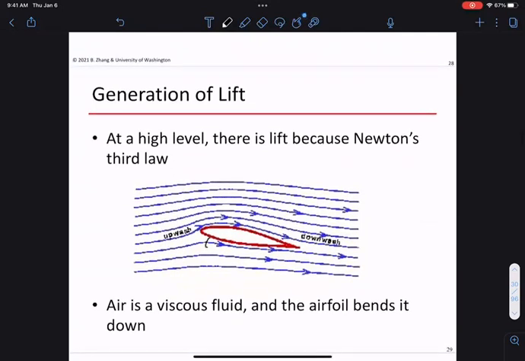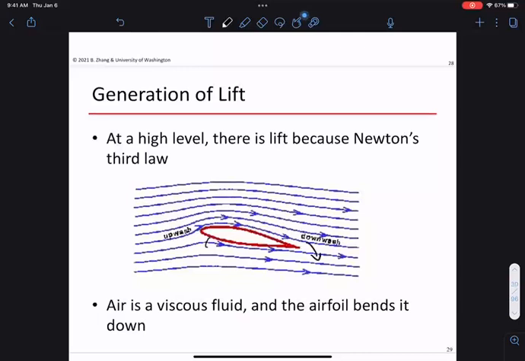If you have the airfoil lifted at an angle, then air comes in and gets bent downwards. And if air gets bent downwards, by Newton's third law, something has to go up.